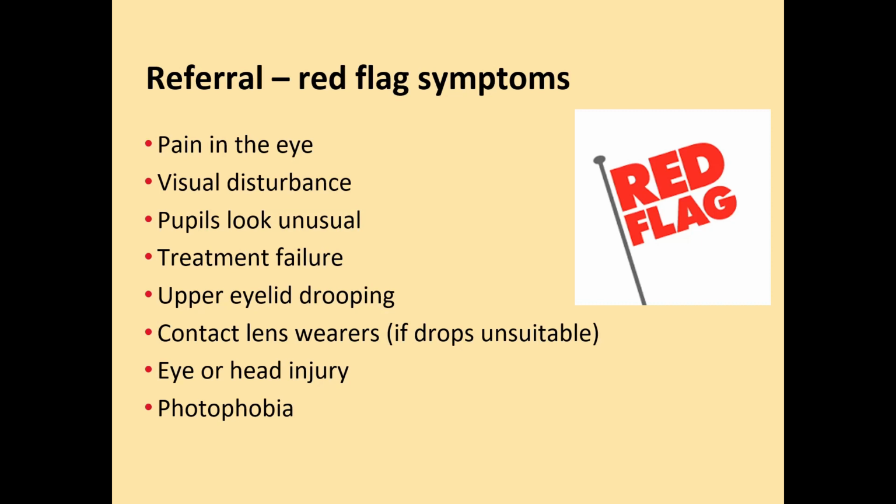Visual disturbance, so blurring or a mark in the field of vision, requires referral. If the pupils look unusual, so if they're different sizes, or they look torn, or they're sluggish, non-reactive to light. If there's a treatment failure, so patients had some treatment for up to 7 days and it's not working, then you should refer them. If the patient has upper eyelid drooping, also known as ptosis, which is spelt P-T-O-S-I-S, then that would be referral.